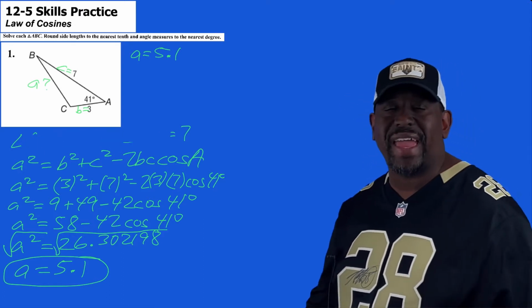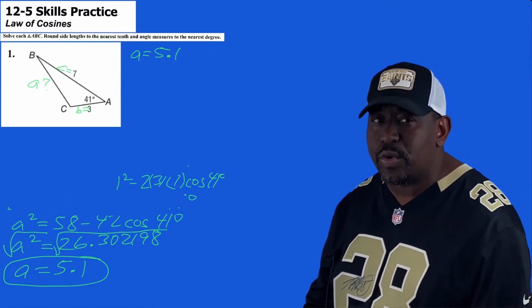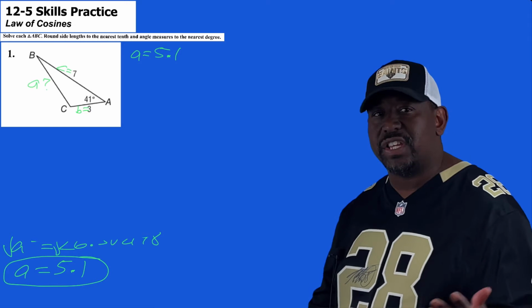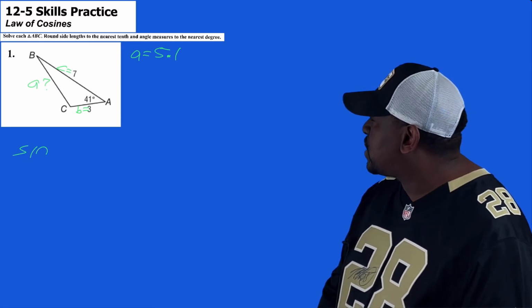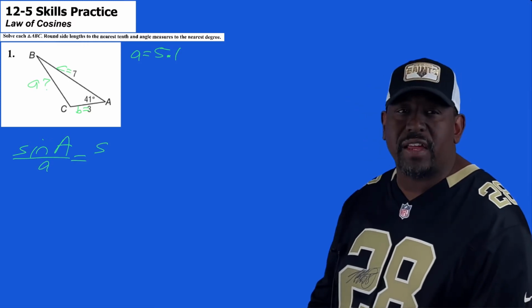Now that we have angle A and side A, we don't need to use the law of cosines anymore. We're going to use the law of sines, which we went through in the last video, and we will now be able to solve for all the missing sides and angles. So what are we looking for? Well, we need angle B and we need angle C. So we will use the law of sines to do that.